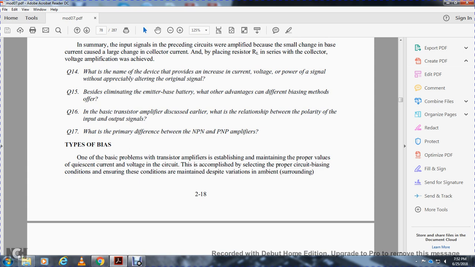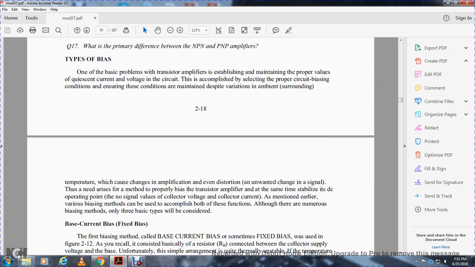Once the basic operation of the transistor amplifier is established, we need to maintain proper values of quiescent current and voltage in the circuit. This is accomplished by selecting the proper circuit bias condition and ensuring that these conditions are maintained despite variations in the ambient surroundings, such as temperature, which would affect the amplification and even cause distortion, an unwanted change of the signal. We need a method to properly bias the transistor amplifier and at the same time stabilize the DC operating point. There is no signal value for the collector voltage or collector current that is maintained. As mentioned earlier, various biasing methods can be used to accomplish both of these functions.